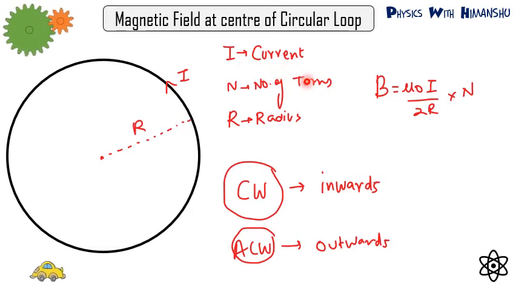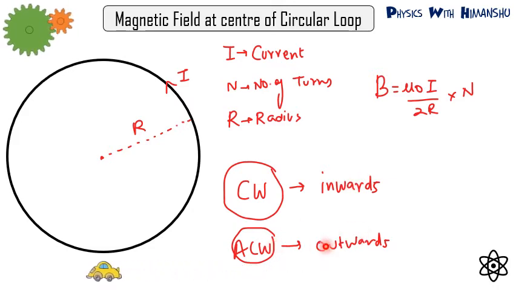Suppose that the loop has n number of turns. Suppose the number of turns is n. So the magnetic field will be mu naught I upon 2r into n. You just have to multiply with the number of turns. Suppose it is not given in the question, then you have to take the number of turns to be equal to 1.